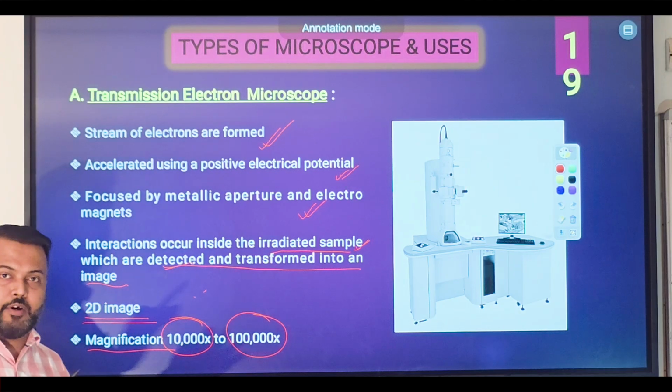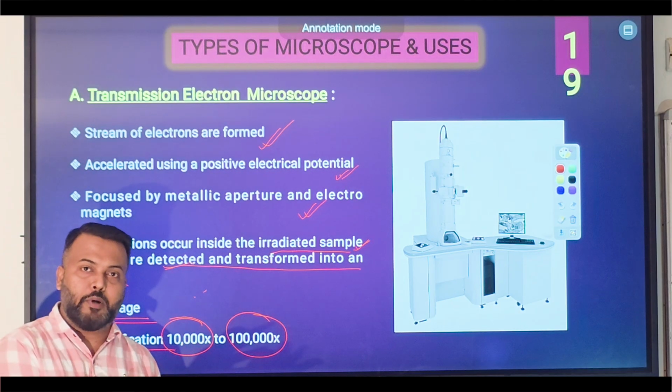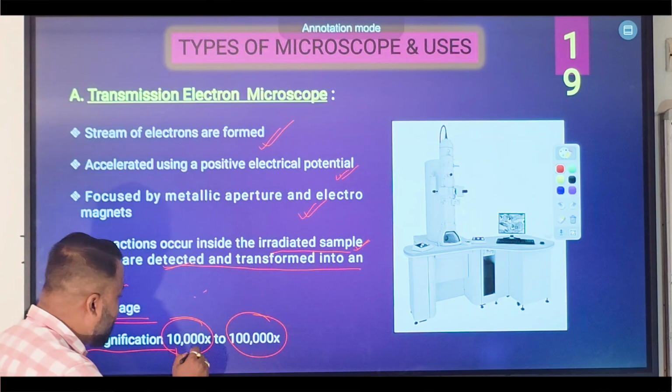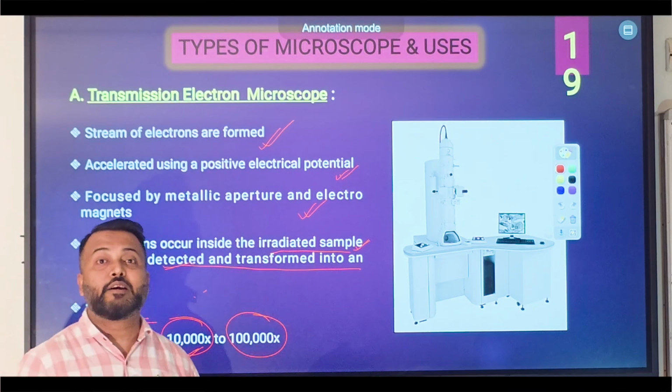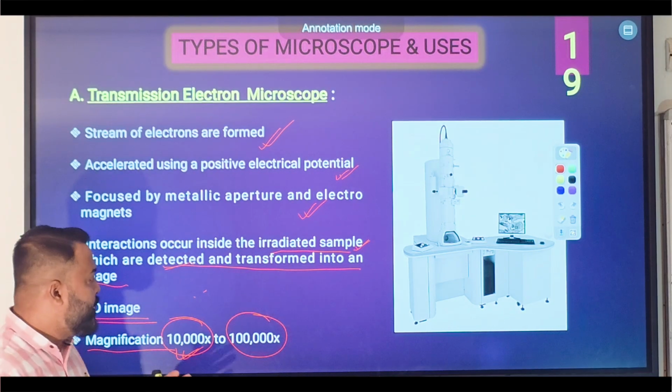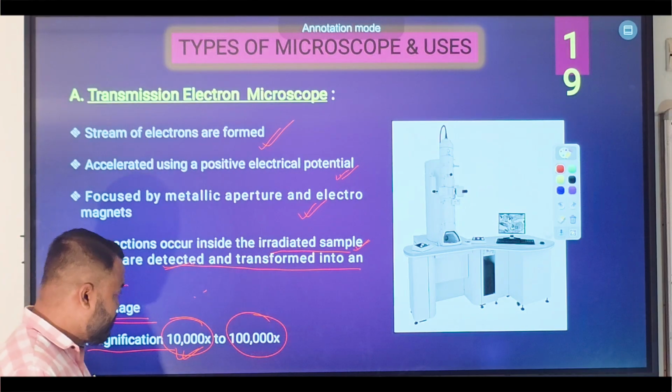So can you differentiate between an electron microscope and a normal light microscope? It has a high magnification of 10,000x to 100,000x. That means up to 1 million times.